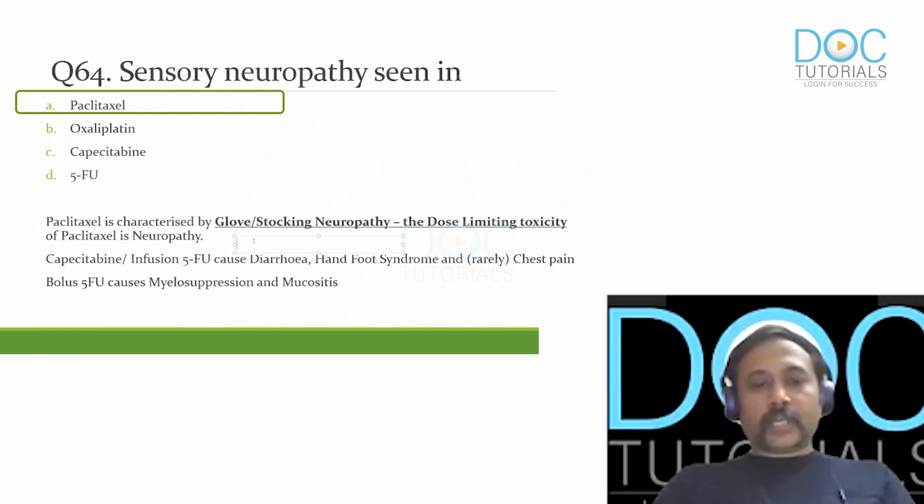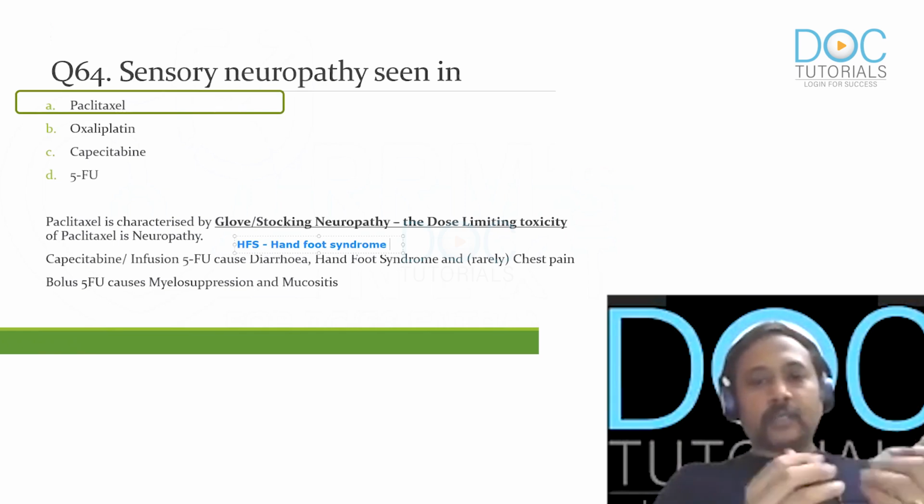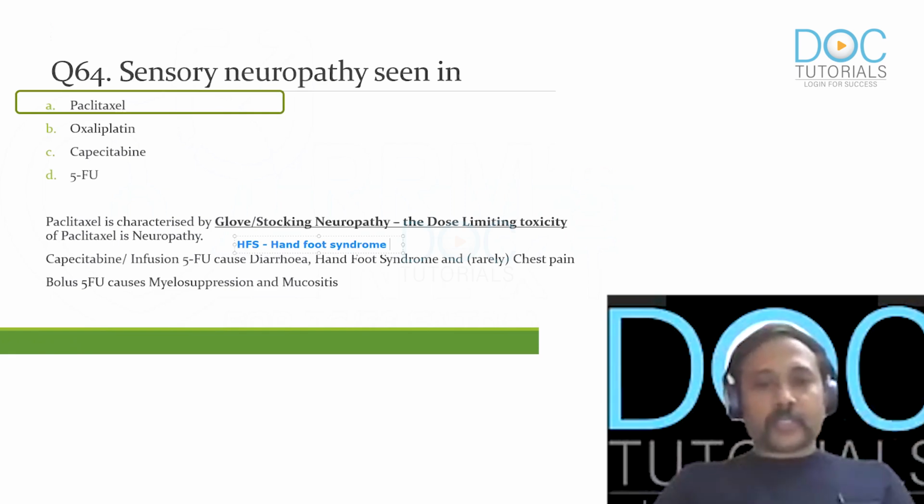On the other hand, when you take up capecitabine and 5FU, you have something called HFS, or hand-foot syndrome. What you mean by hand-foot syndrome is basically there will be erythema and itching present in the hand, erythema, desquamation kind of thing. This happens with both capecitabine and infusional 5FU. Now capecitabine is a pro-drug of 5-fluorouracil. So capecitabine and infusion 5FU, both of them will cause diarrhea, hand-foot syndrome, and rarely chest pain.